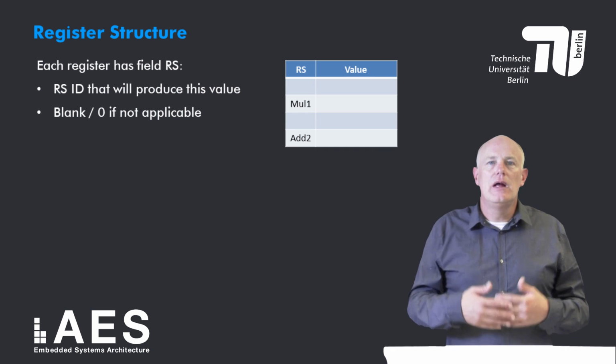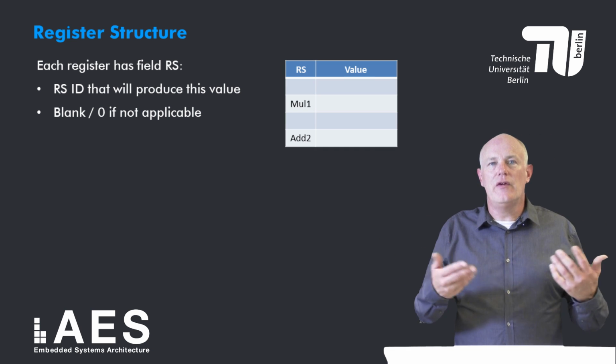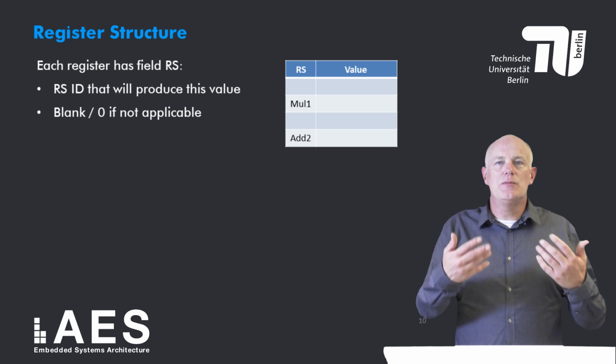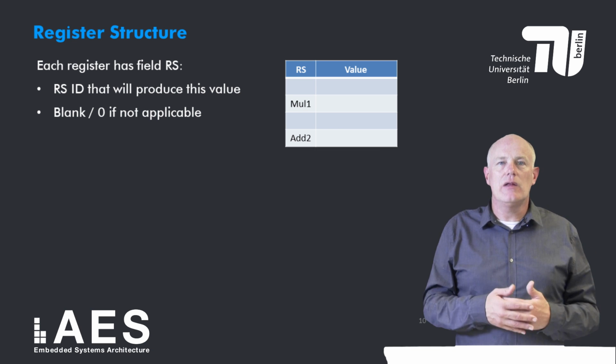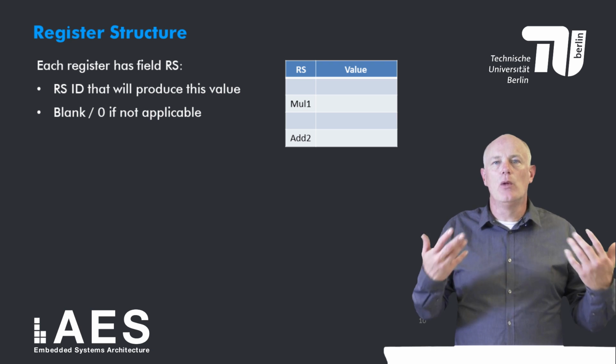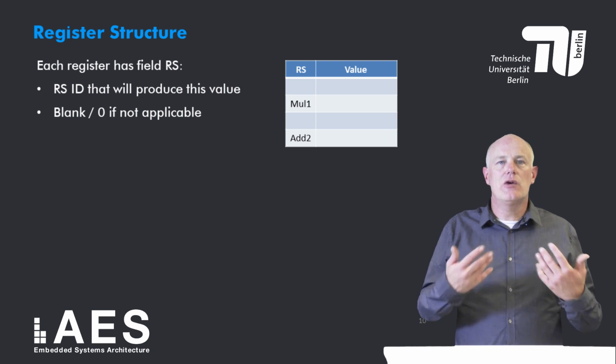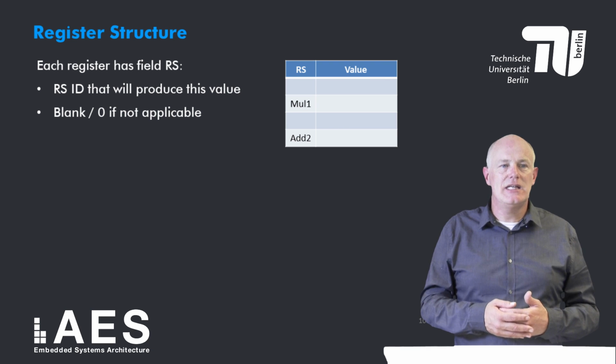Here's an example. The RS field of the first and third register are blank, which means that they currently contain valid values. The second register is currently being produced by reservation station mul1, and the fourth register is currently being produced by the reservation station add2.